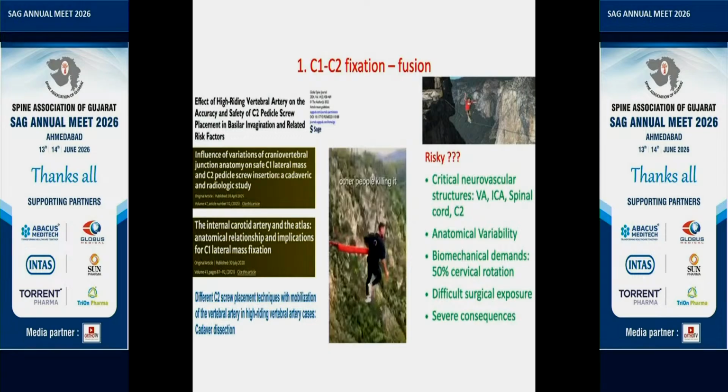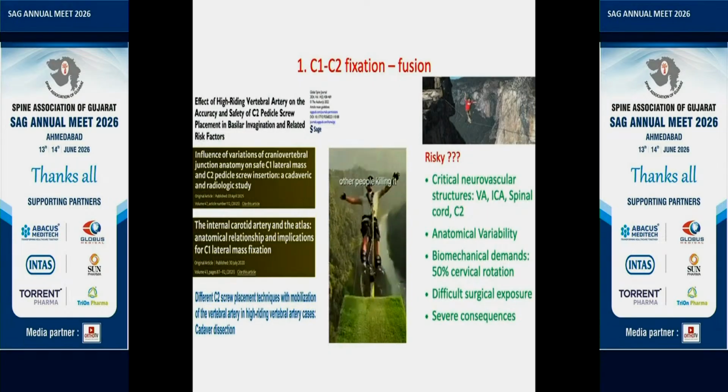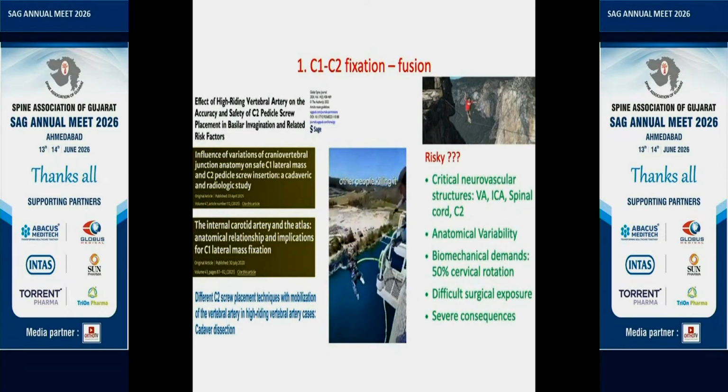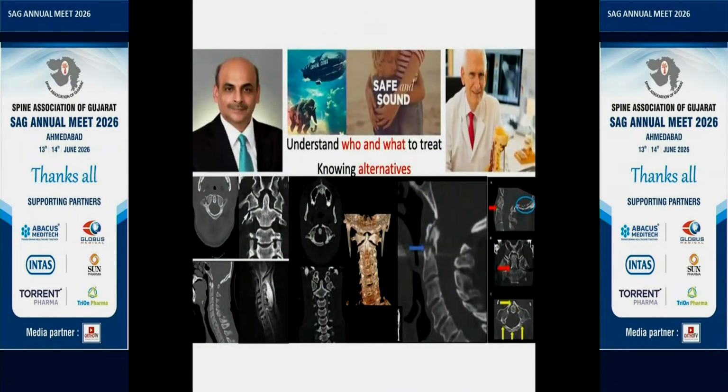Why is it considered risky? Because of the critical neurovascular structures: vertebral artery, inferior cerebellar artery, spinal cord, C2 anatomical variability, biomechanical demands of 50% cervical rotation, difficult surgical exposure and severe consequences. Other people are doing it, but why do we want to take it forward? Understand who and what to treat, knowing the alternatives. Dr. Goel's and Dr. Harms' technique is considered one of the safest techniques for C1, C2 fixation.